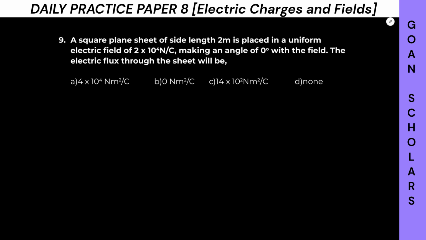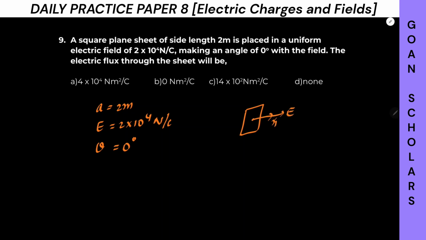The 9th one says a square plane sheet of side length 2 meters. So here A is 2 meter, placed in a uniform electric field E with 2 into 10 to the power 4 Newton per coulomb, making an angle theta 0 degree with the field. 0 degree with whom? Field. The flux we have to find. Clear it is? So here this is area and it is making 0 degree, which means electric field is along the sheet. What is the angle between normal and electric field?